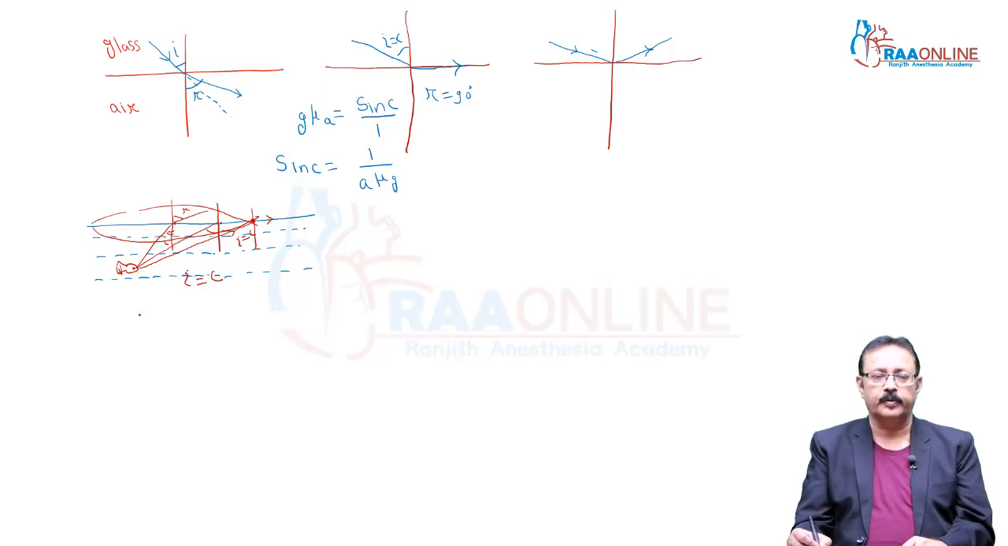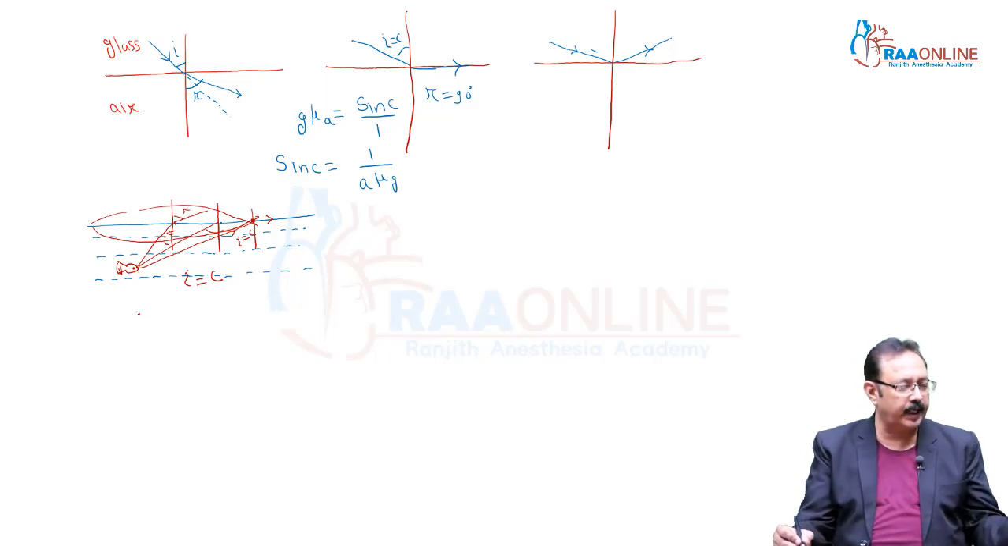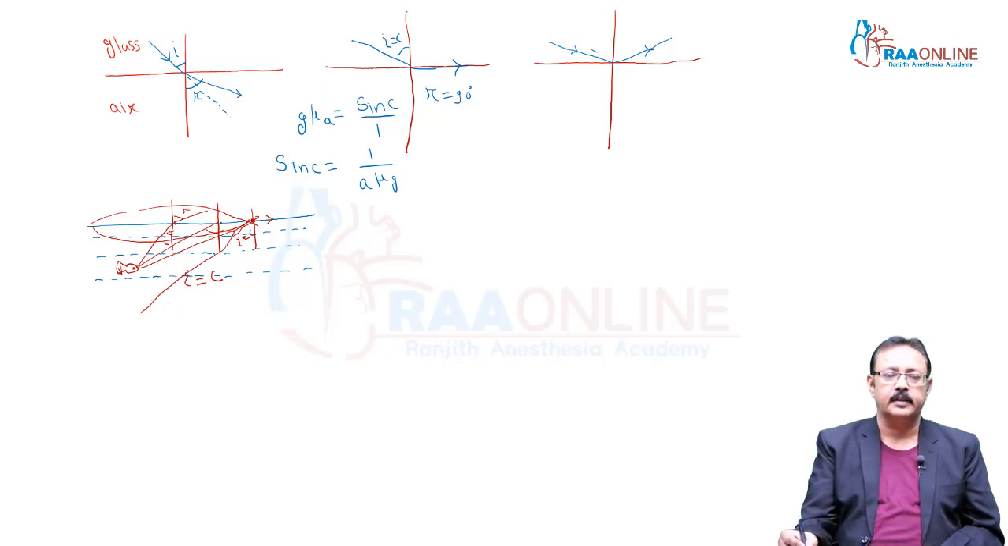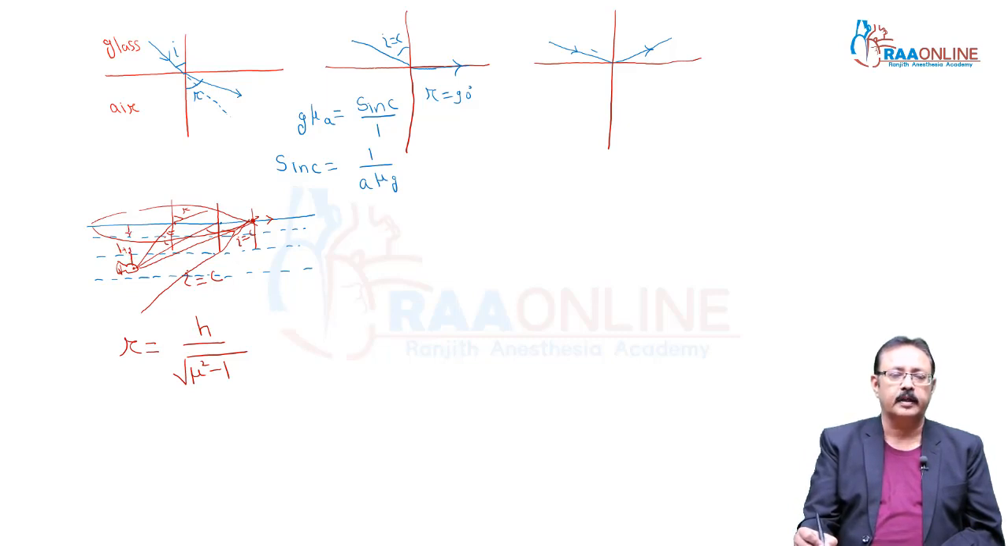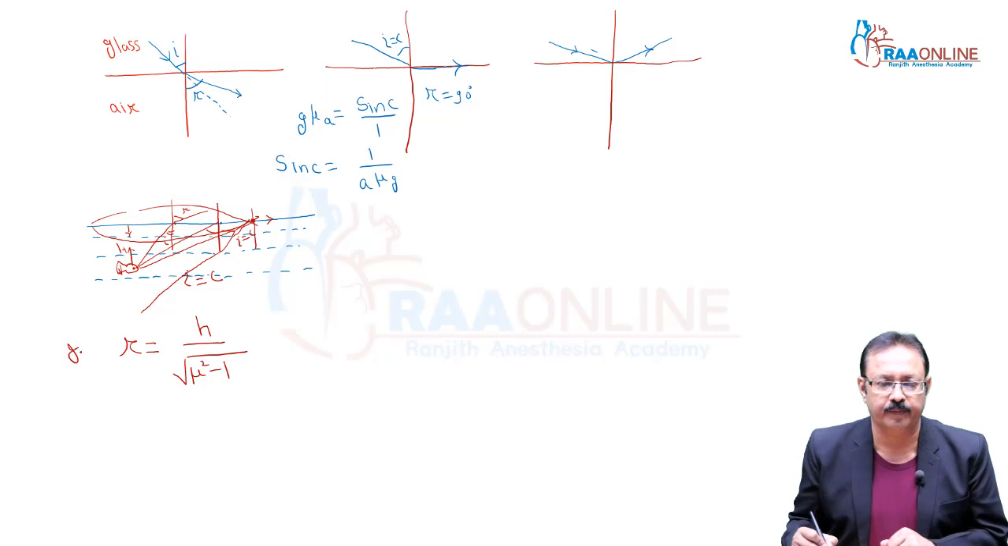If she goes down, in this way she can reduce the angle of incidence. Now she is able to see the outer world. Angle of incidence is reduced. So you can calculate the radius of that circle from which she can see the outer world by the formula h upon under root mu square minus 1, where h is the depth of fish and mu is the refractive index of water. It is a very important relation for competitive purpose.